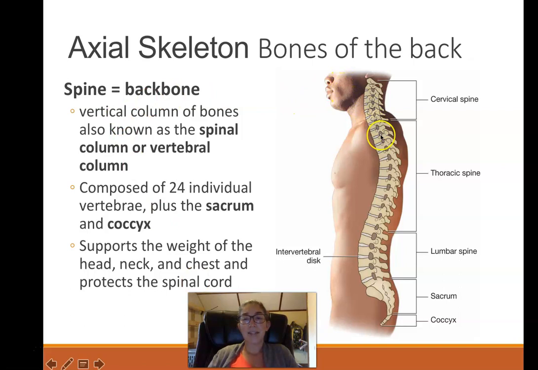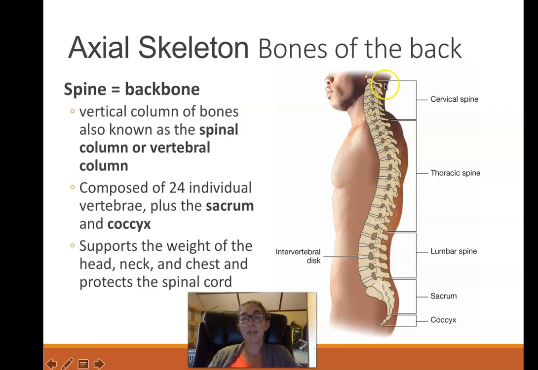Moving around to the back side here, the axial skeleton in the back is the spine, or the vertebrae, or the backbone, also called the vertebral column, another way that you would hear this pronounced. So the vertebral column is made up of 24 individual vertebrae plus this larger bone here called the sacrum and this little tailbone here, which is the coccyx.